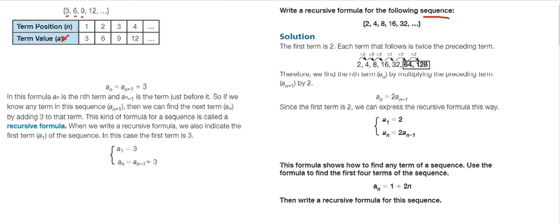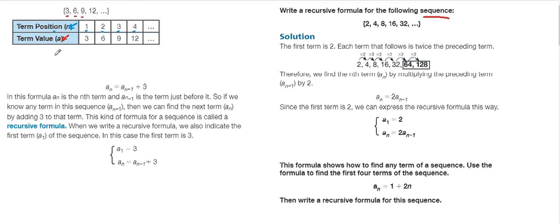Then we have this cool thing called N. N refers to where it is, its position, right? Its number in the list, which is always 1, 2, 3, 4. You always know that. And using those combined, we can write a formula. In this case, maybe you would say the formula is position times 3.